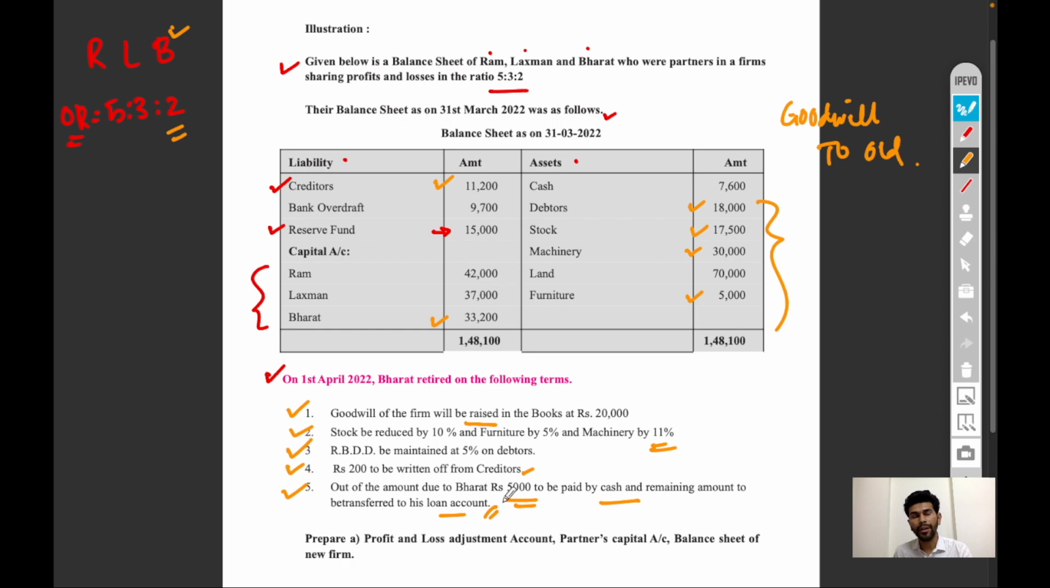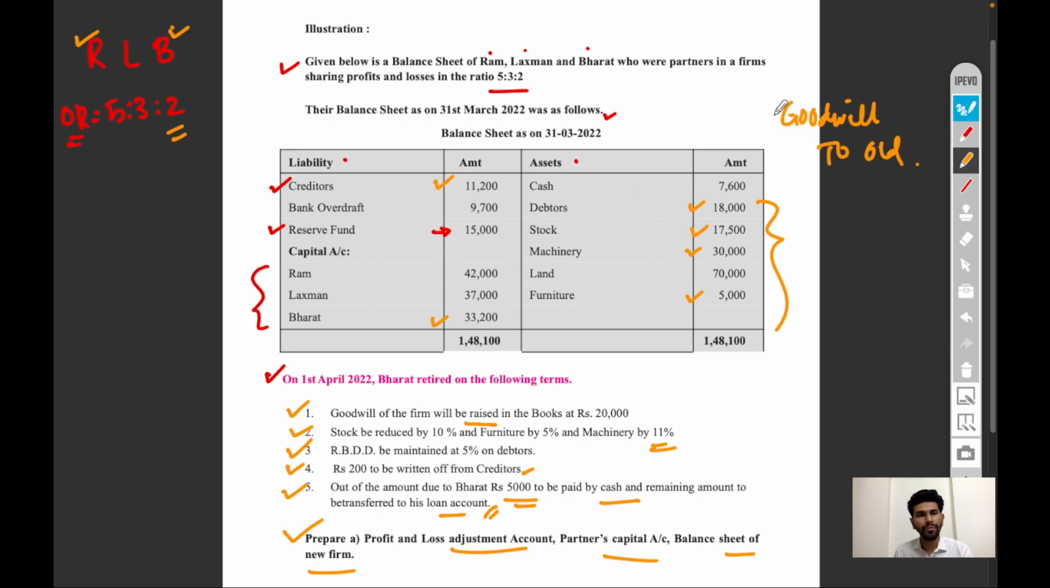So we have to create another account, that is Bharat's loan account. Prepare profit and loss adjustment account. It is also called revaluation account, partners' capital account, and balance sheet of the new firm. Balance sheet of the new firm means balance sheet after retirement. So old ratio is given between Ram, Lakshman and Bharat. Old ratio is 5:3:2. No information about the new ratio is given.